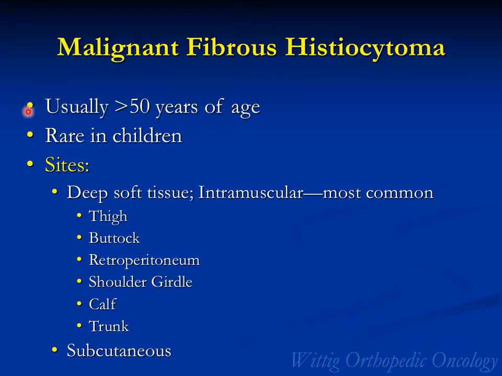Usually patients are greater than the age of 50. It's rare in children. It usually affects the deep soft tissues and arises from an intramuscular location, namely the thigh, the buttock, the retroperitoneum, the shoulder girdle, the calf, the trunk are the most common sites. It can also occur subcutaneously. It's one of the more common subcutaneous sarcomas.